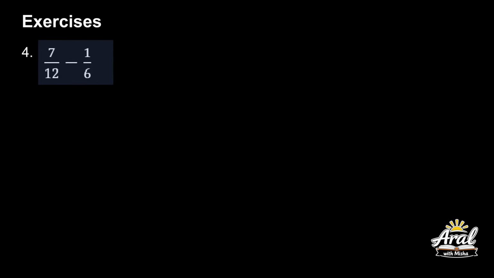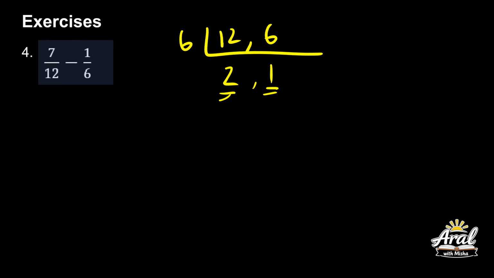Not the same denominator. So you get 12 and 6. What's the common factor? You have 6. 6 times 2, 12. 6 times 1 is 6. 2 and 1, wala na. So, multiply mo lang yung tatlo. Itong tatlo. 1 times 2 is 2. 2 times 6 is 12. 12 yung LCM mo. So, yung first 12 na siya, wala ka nang gagawin.